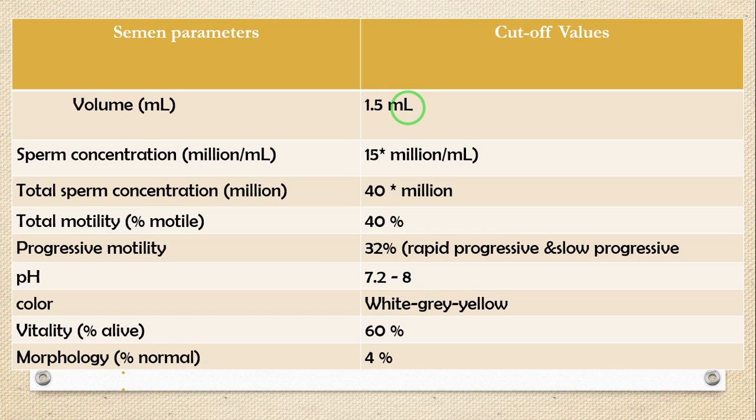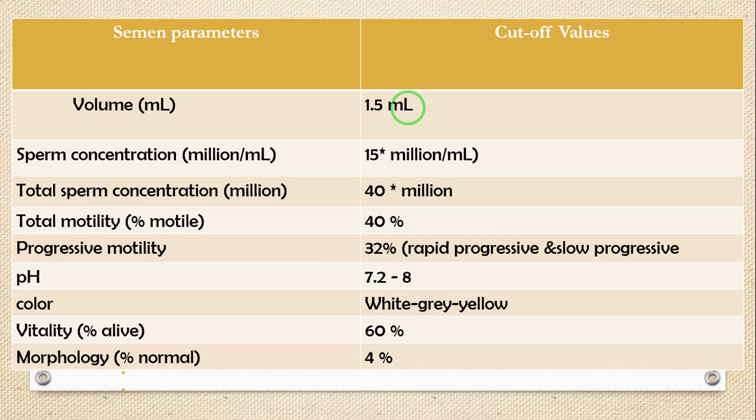The percentage of the sperm that is alive within the seminal fluid sample must be at least 60%. At least 60% of the sperm in the ejaculated fluid sample must be alive. Some of them are normal and some are abnormal, with certain deformities. So at least 4% must be normal. This is the quality of a good seminal fluid.